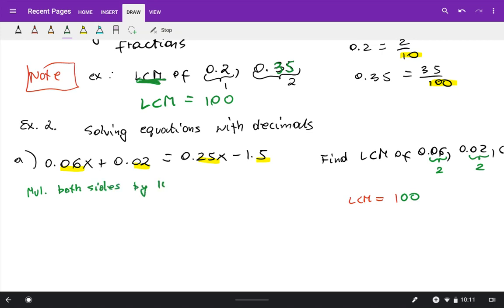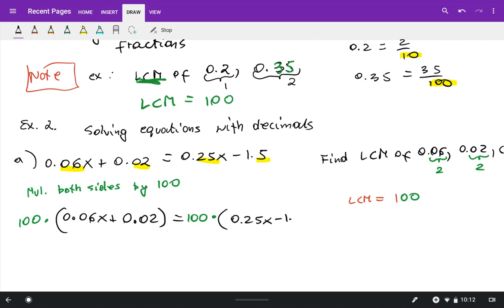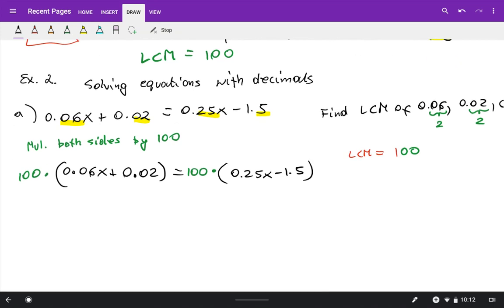Next, I'm going to multiply both sides by 100. So we have 100 times, in parentheses I copy the left side of the equation, which is 0.06x plus 0.02, equals the LCM, which is 100, times, in parentheses I copy 0.25x minus 1.5. Okay, next, distribution property. Multiply each by 100. Since we have decimals, we all know that when you multiply a decimal by 100, which has two zeros, the decimal point is going to be moved two spaces to the right.